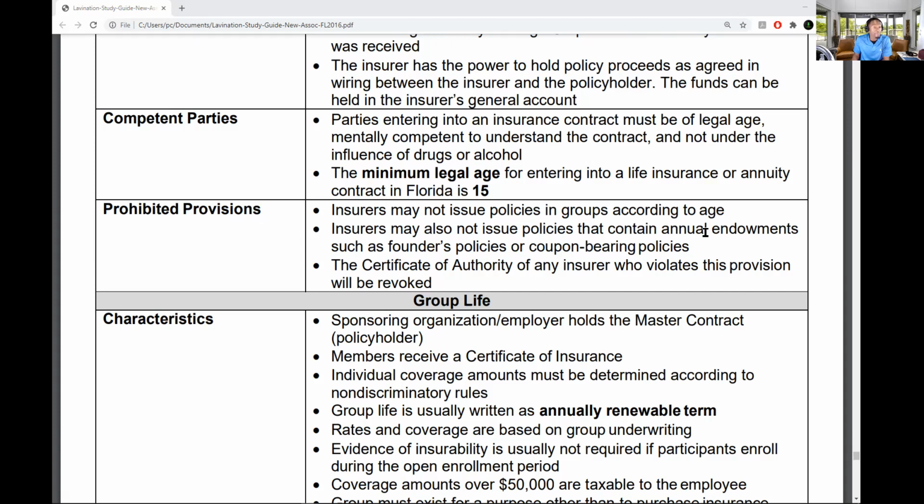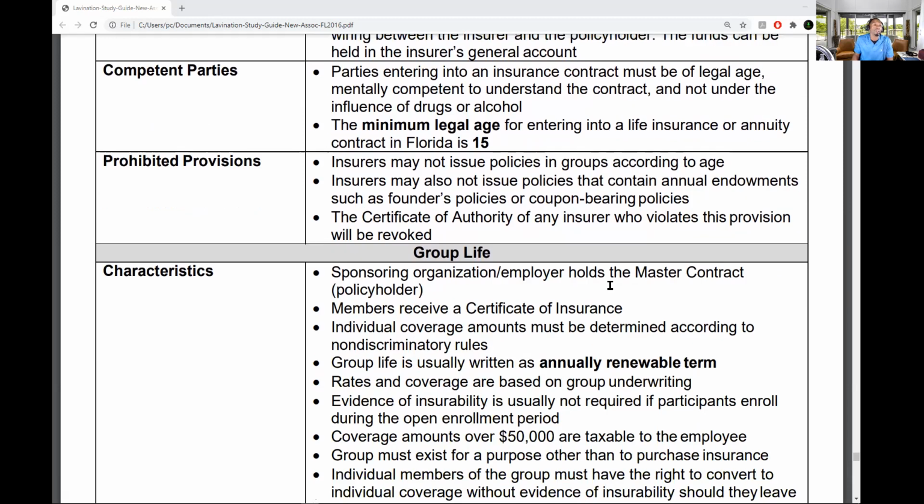Insurers, insurance companies, may not issue policies in a group according to their age. Okay. Insurers may also not issue policies that contain annual endowments, such as founder policies or coupon-bearing policies. Can't do that. Or the certificate of authority of any insurer who violates this provision will be revoked. So be careful.